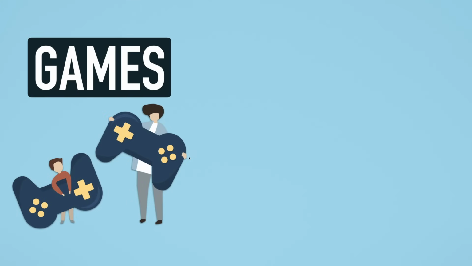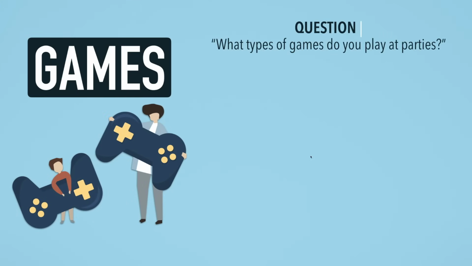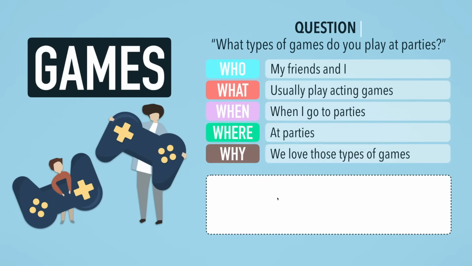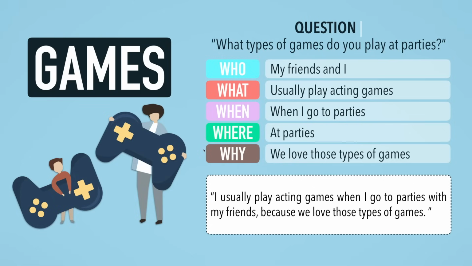All right, so you're going to practice with Cambly as you go through the 5 W's and answer certain questions. And we just talked about food, but let's say the topic changes. Let's say someone asks you about games, and they say, what types of games do you play at parties? Again, same method, 5 W's. Who? My friends and I. What? Usually play acting games. When? When I go to parties. Where? At parties. And why? We love those types of games. So I can say, I usually play acting games when I go to parties with my friends because we love those types of games. Now, you're probably wondering, teacher, what's an acting game?